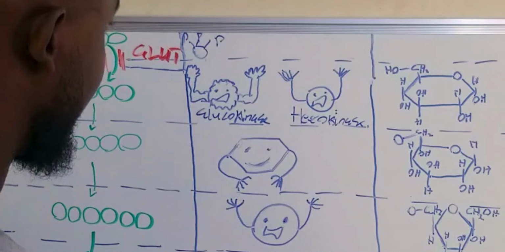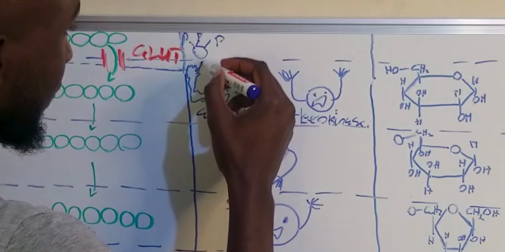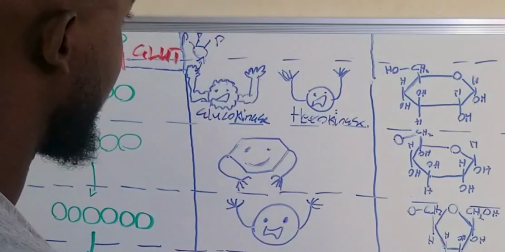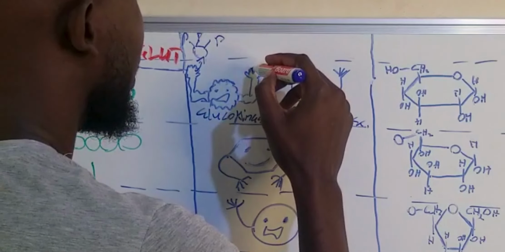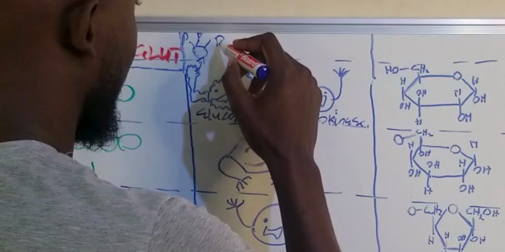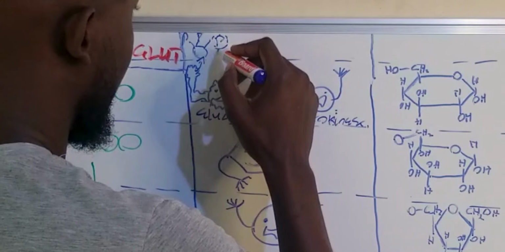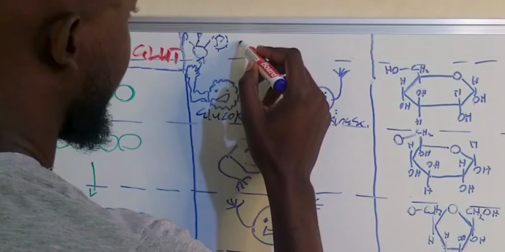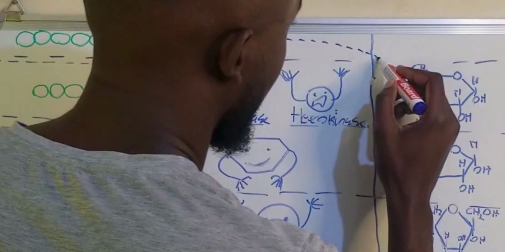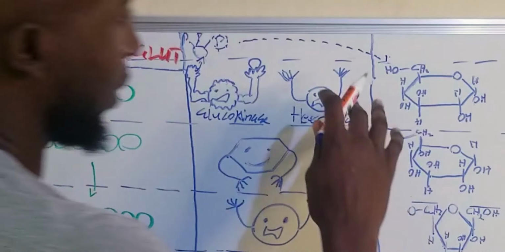What this guy does is it will grab onto this phosphate, and once it grabs onto this phosphate, what happens next is that one molecule of this phosphate will leave here and go here to this glucose molecule.